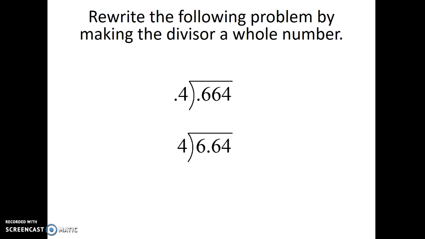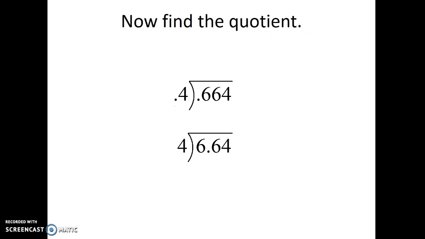You should have rewritten it as 6 64/100 divided by 4, because if I multiplied both the divisor and the dividend by 10, that moves my decimal just far enough to make this a whole number. Now you can multiply by 100, but who wants to divide by 40? Let's keep it easy. All right, pause the video again, find the quotient, and then hit play. Let's see how you did. Okay. Once you divided, you should have gotten 1 66/100.